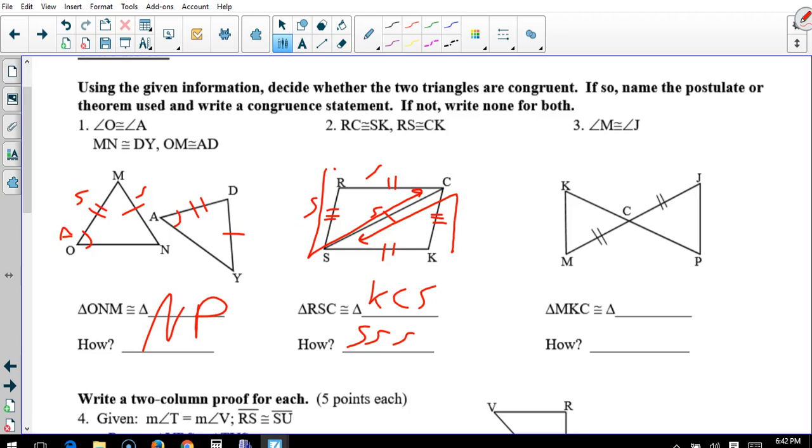Okay, next one. We're told that M and J are congruent to each other. We also know that this is congruent because of vertical angles. So what do we have? Angle, side, angle. Now we have MKC. Outer road, no markings. Okay, start at the 1 arc mark. So outer road, no markings, start at the 1 arc mark. JPC.